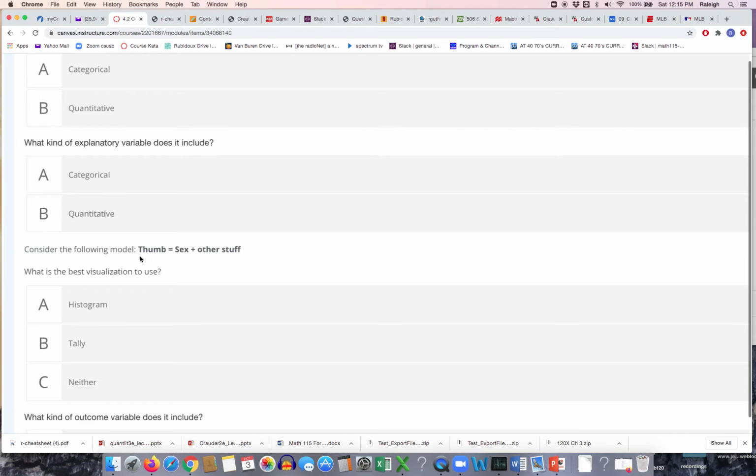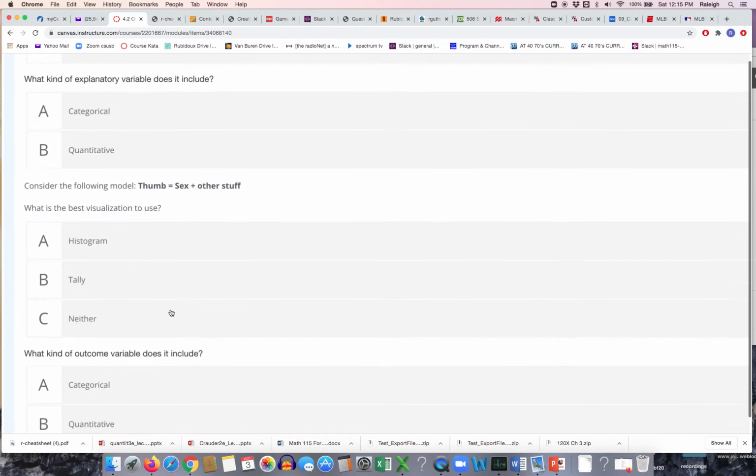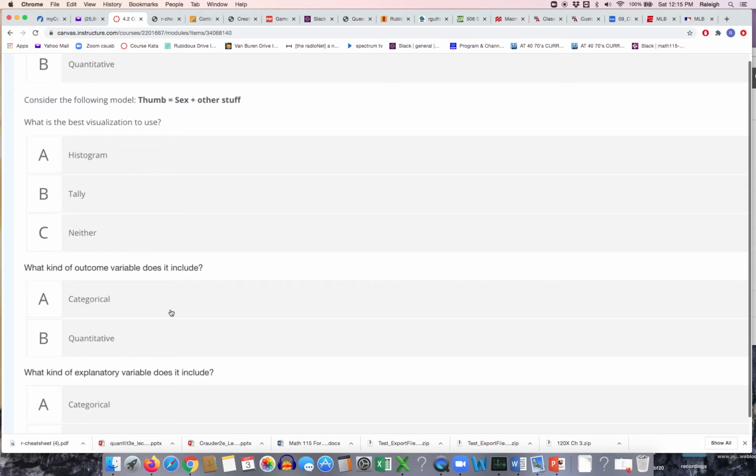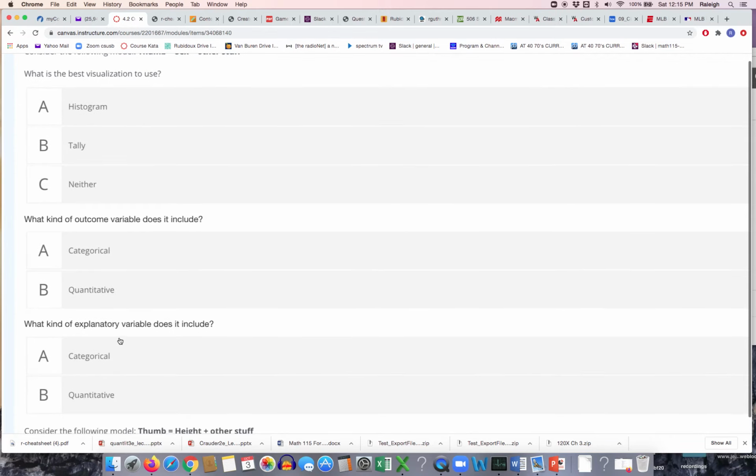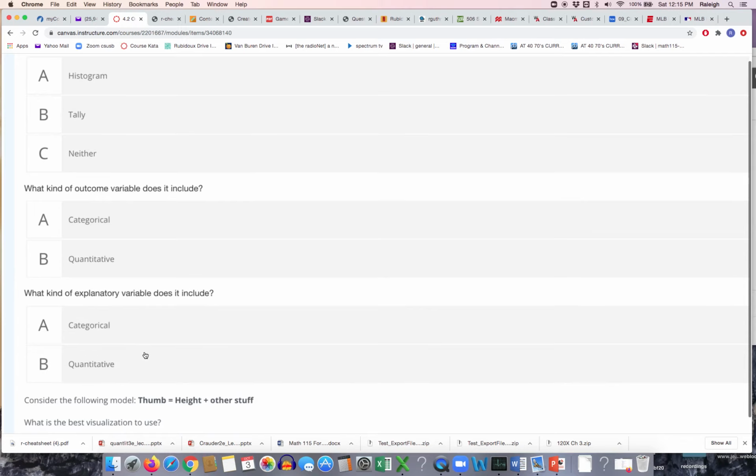Now consider another one. Thumb equals gender, sex, or in addition to other stuff, because there is some randomness, of course. Not everybody's exactly the same. And so the best one here would be the histogram. And we've actually done that already. What kind of outcome variable does that include? That's the Y, and that would be a quantitative, numerical Y outcome variable. The explanatory variable is a categorical one, because that started with the gender, the sex. So that's how they started it.